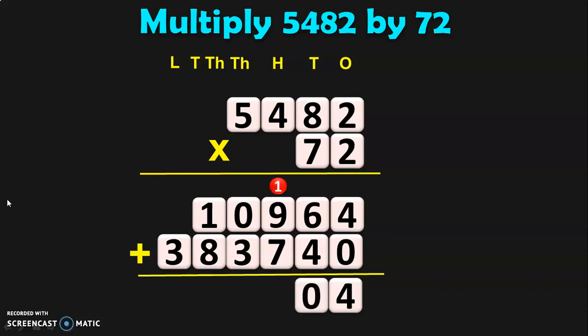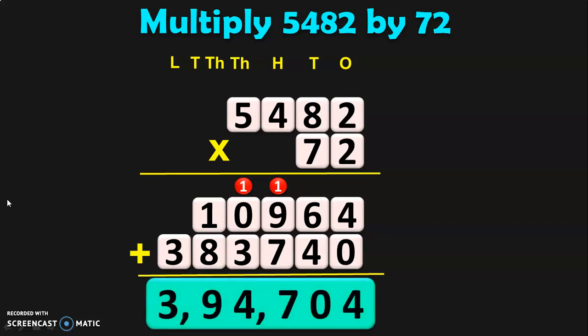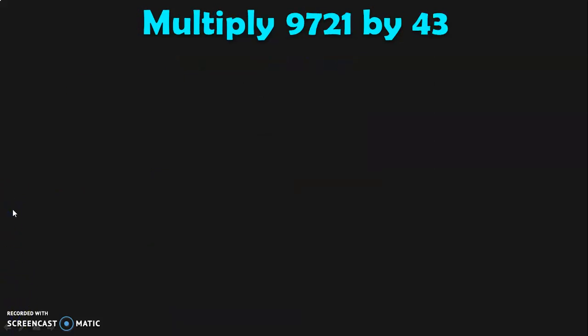0, carry over 1. 1 plus 9 is 10. 10 plus 7 is 17. 7, carry over 1. 1 plus 0 is 1. 1 plus 3 is 4. Next, 1 plus 8 is 9. And 3 in the lakhs place can be taken and written down just like that. So the answer is 3,94,704, which is the product of 5,482 by 72.